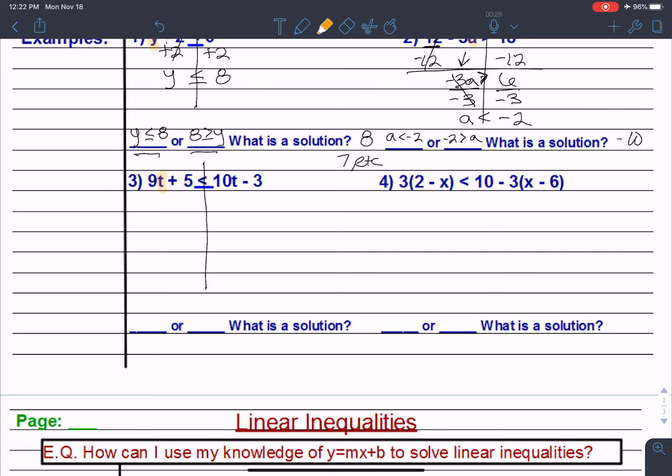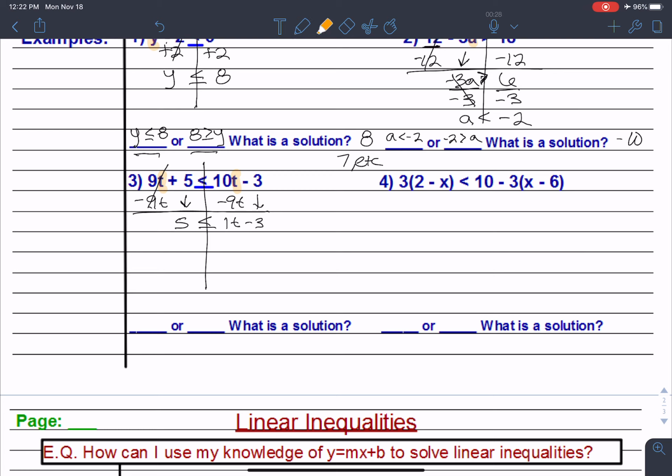All right, I have a t right here and a t right here. So our end goal is to get t by itself on whichever side we choose. So our first step here is we need to make sure our variable is on the same side. So I'm going to subtract 9t from both sides. So 9t minus 9t is 0, so my t's are gone. I bring down my 5 and my inequality. And 10t minus 9t is 1t. Bring down my -3.